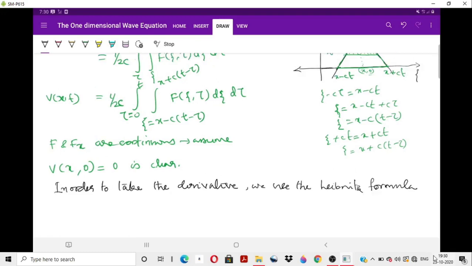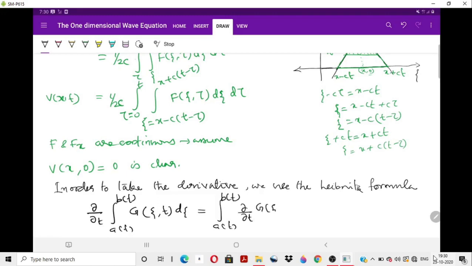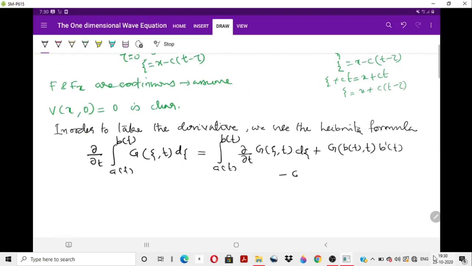Now, in order to take the derivatives, we use the Leibniz rule, that is the Leibniz formula. That is, del by del t of the integral from a of t to b of t of g of theta, t d theta is equal to the integral from a of t to b of t of del by del t of g of theta, t d theta, plus g of b of t comma t into b dash t, minus g of a of t comma t into a dash t.